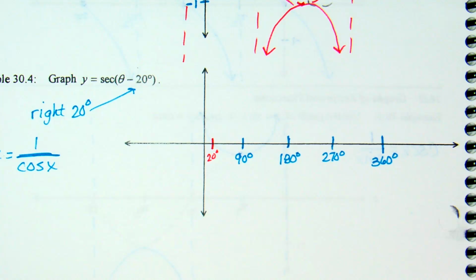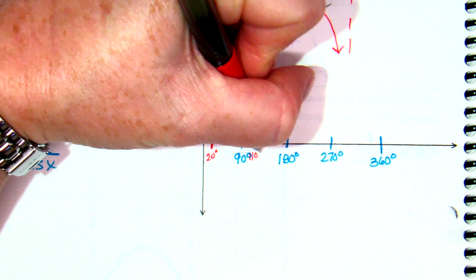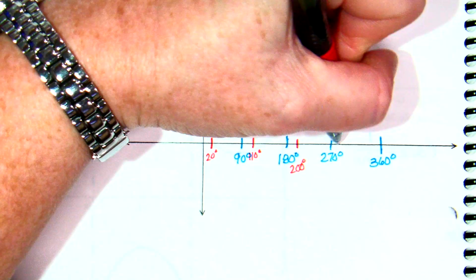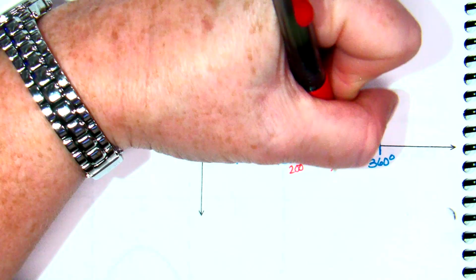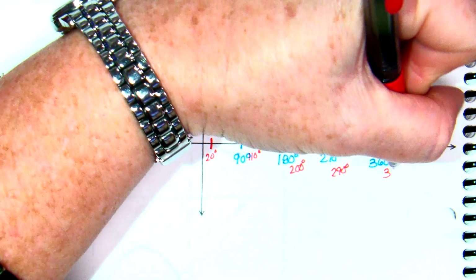What is 20 degrees more than 90? 110. So I'm going to label 110. What is 20 degrees more than 180? 200. 20 degrees more than 270? 290. And 20 degrees more than 360. It's not ideal, but it's the best I got.